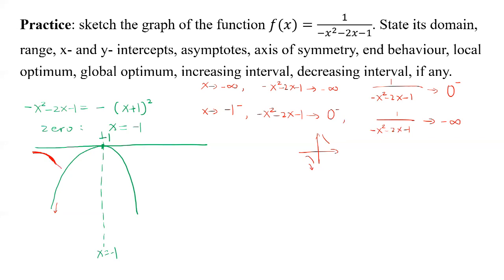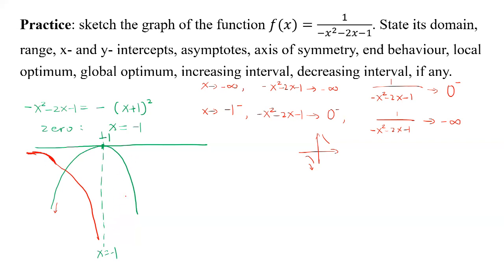So on this side, f(x) should have a pattern like this, right? Okay, and as you can see here, as x increases in this interval, the denominator increases, right? But the reciprocal decreases. So overall, as x increases, f(x) should decrease. So this is a decreasing interval, right?